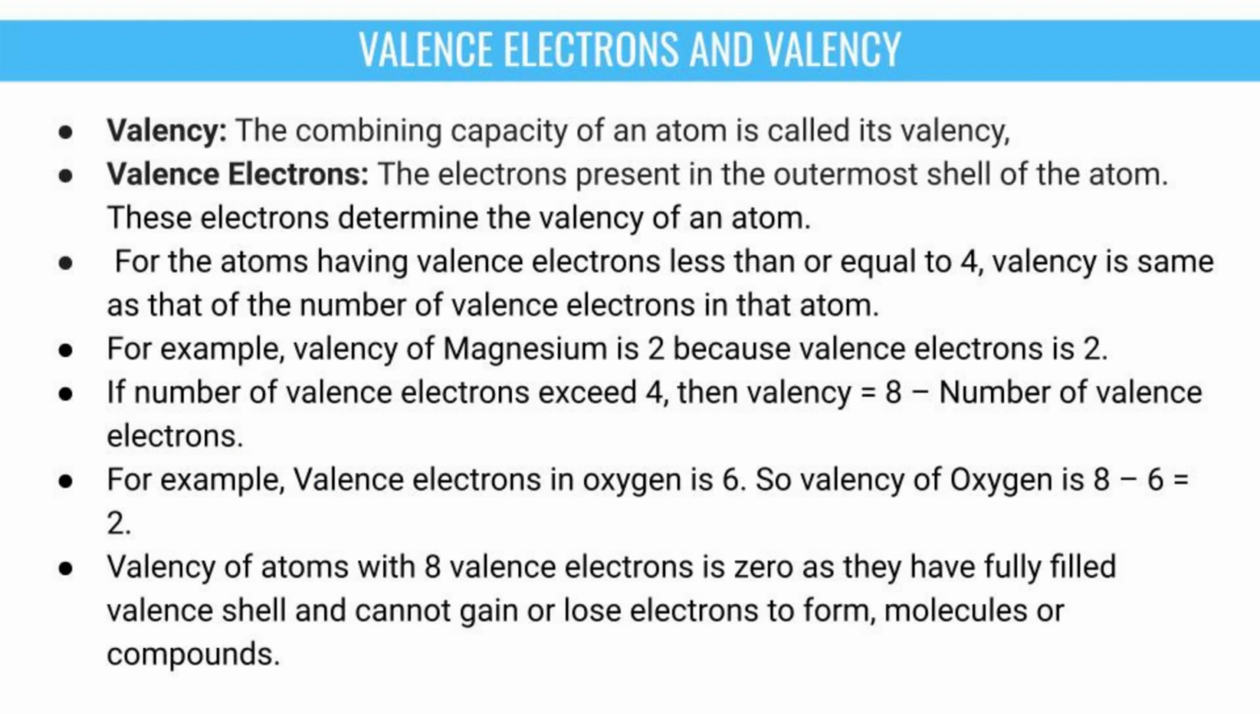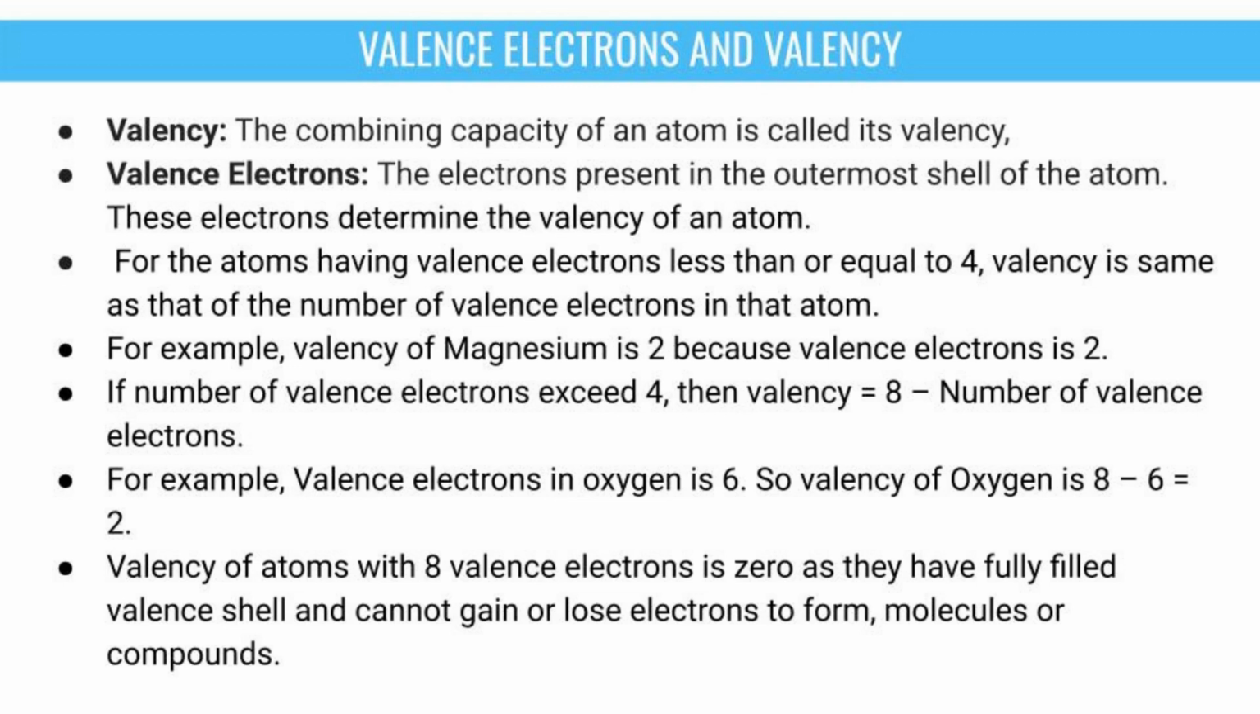Valence electrons are the electrons present in the outermost shell of the atom. These electrons determine the valency of an atom. For atoms having valence electrons less than or equal to 4, valency is the same as the number of valence electrons in that atom. For example, valency of magnesium is 2 because valence electrons is 2.